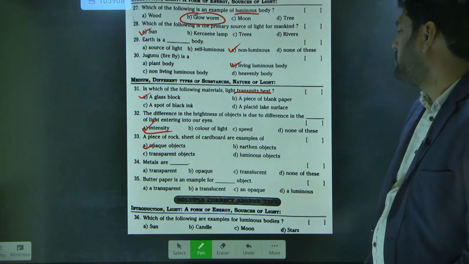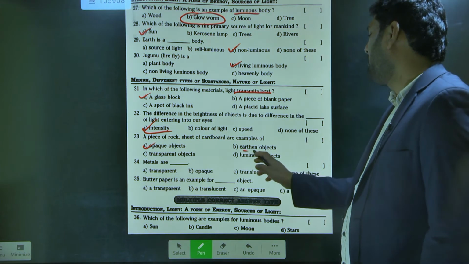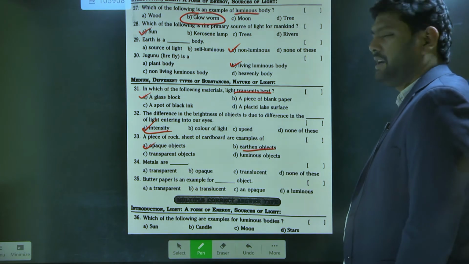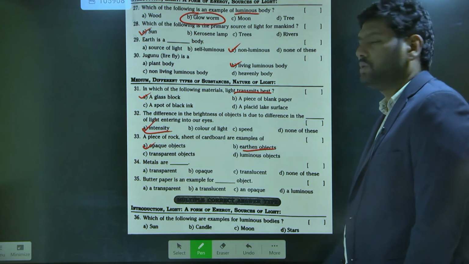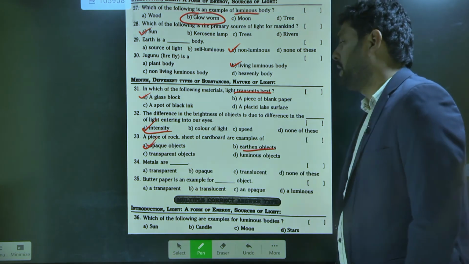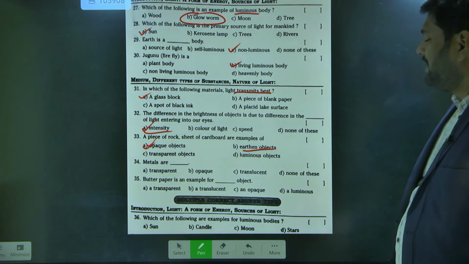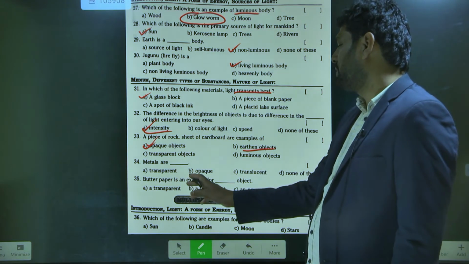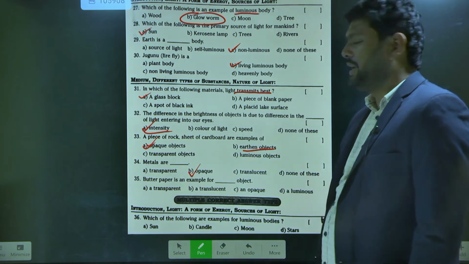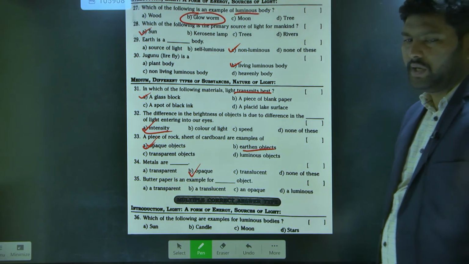Opaque objects. Earthen will also come, but we are relating to the light chapter. So the answer is what? Opaque objects. Metals are what kind of object? Very simple answer: opaque object. Metal surfaces are opaque objects.